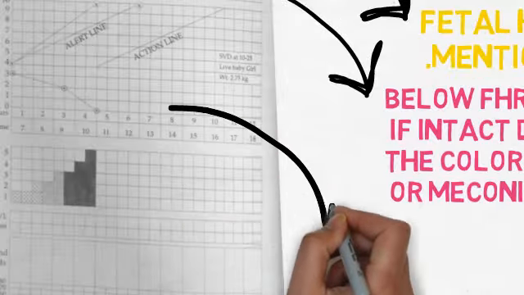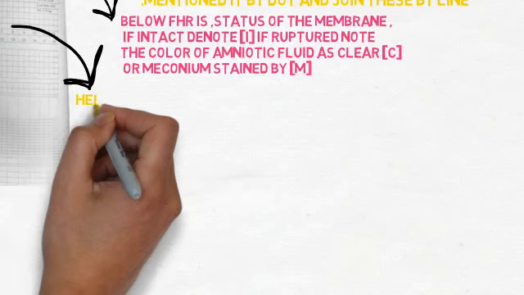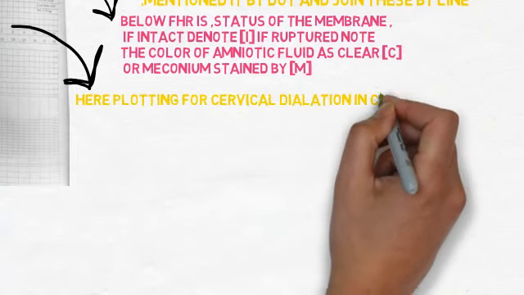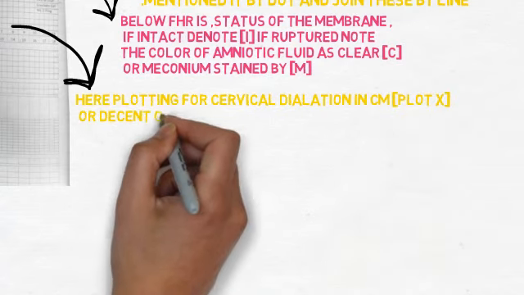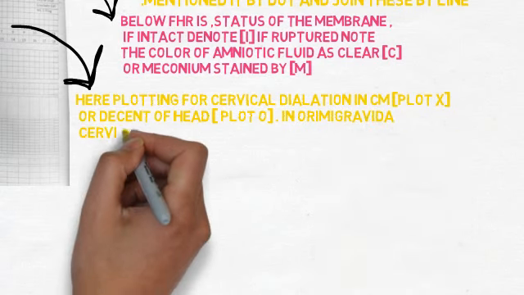The next section, the biggest section, is known as cervical dilation. So the cervical dilation consists of the dilation in centimeters and the descent of the head. That's plotted as X and plot O.